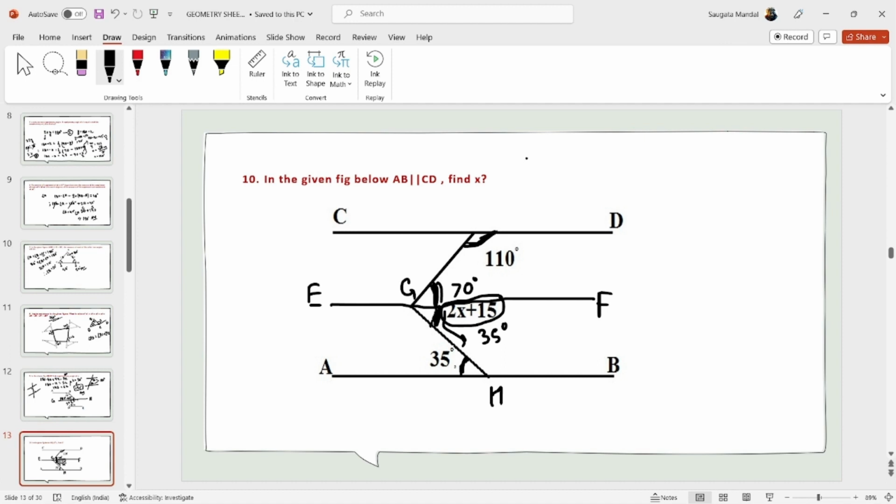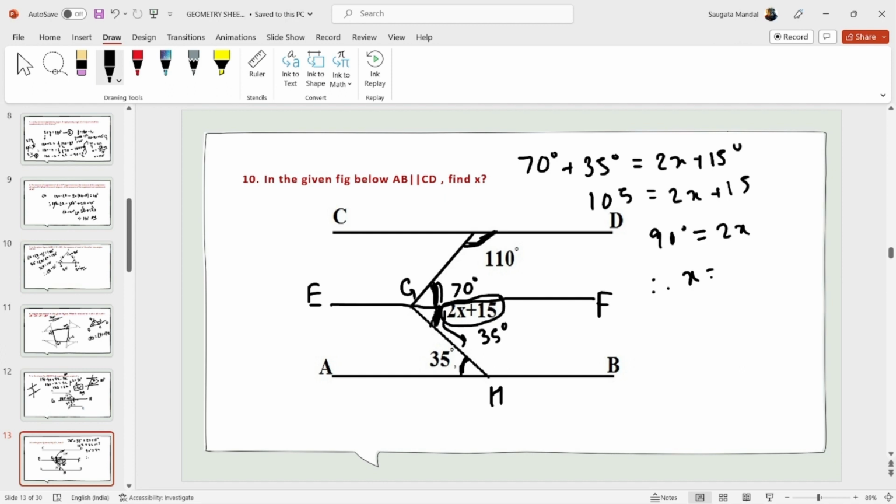Then we can easily write 70 degrees plus 35 degrees is equal to 2x plus 15 degrees. That means 105 is equal to 2x plus 15 degrees. 90 degrees is equal to 2x degrees. That means x equals 45 degrees. Now, what is the value of x? This is 45 degrees. Now come to the next question.